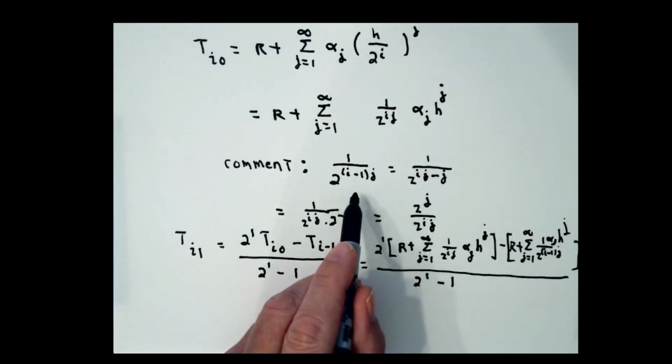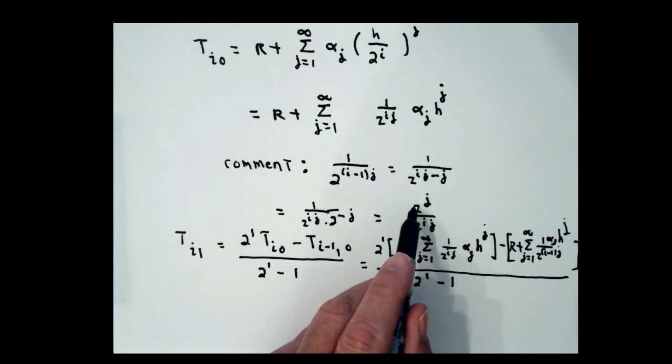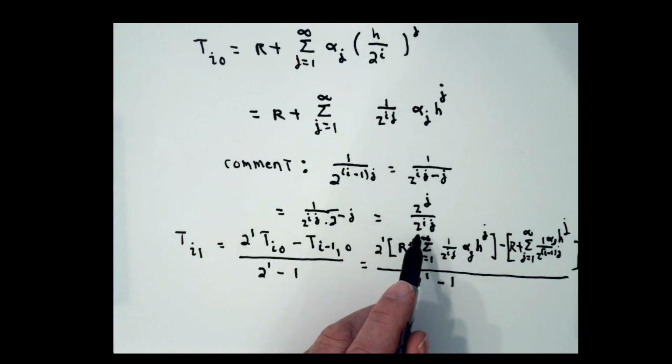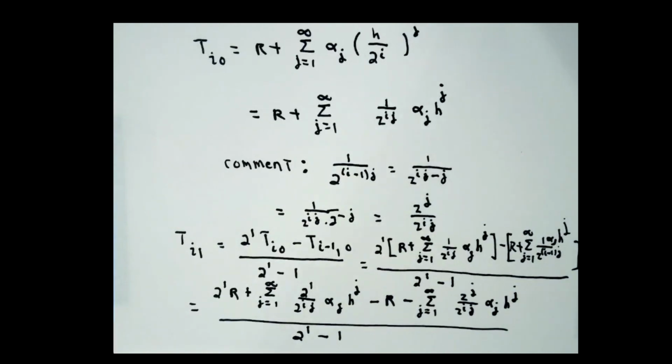This is why I wanted this comment. That's the same thing as 2^j divided by 2 to the i times j power. This is beginning to look pretty bad, but what I'll do is take this term and group it with that one, and then group the two infinite series together, and then I'll have to remember to divide both things by 2 raised to the 1 power minus 1.